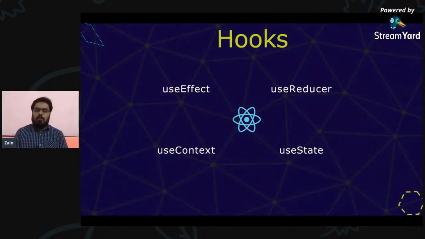So let's move forward and see what the common hooks are that we mostly work with. Let me give you an example with the four hooks. You can see there are four hooks mentioned in this slide: useEffect, useReducer, useContext, and useState. And we will see how they can be useful and how we can use them.